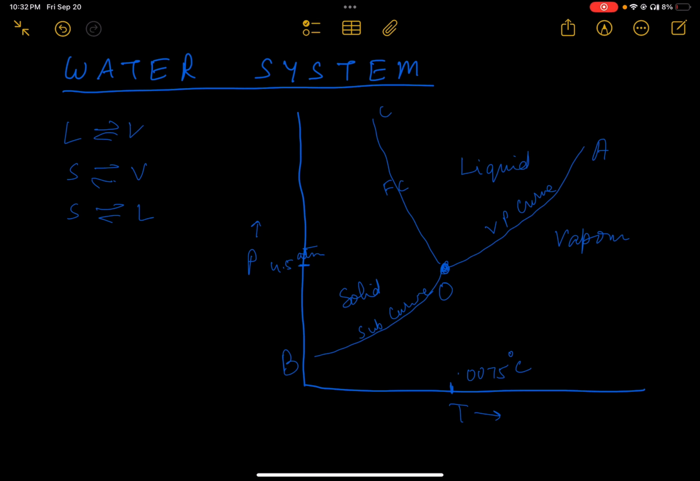The areas in this figure represent the single phase. The area bounded by the region COA represents the liquid phase, whereas the one bounded by AOB is the vapor phase, whereas the area bounded by COB is the solid phase. This was all about the water system, phase diagram of the water system.